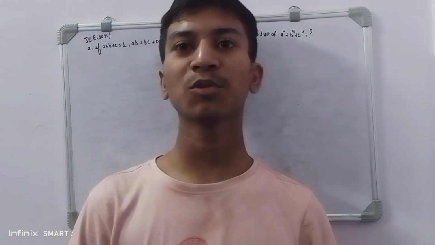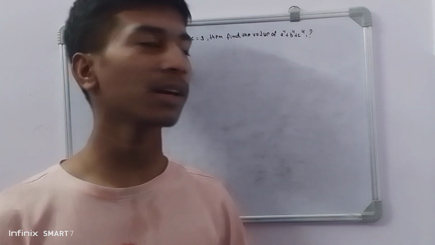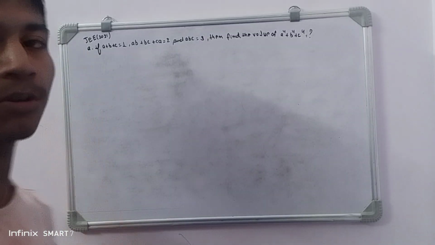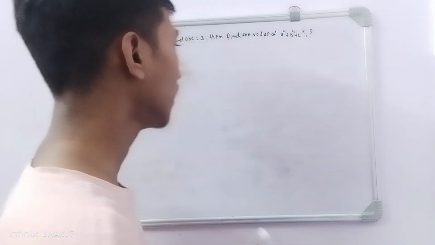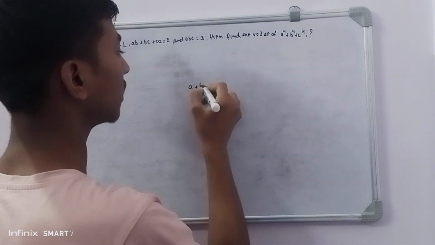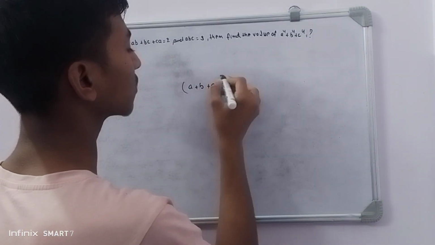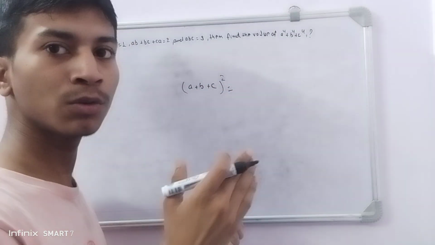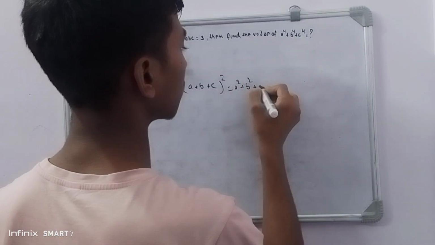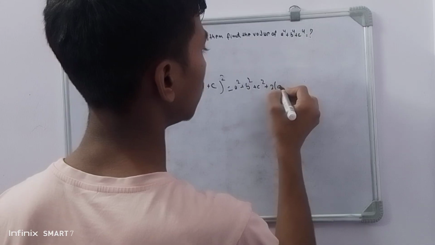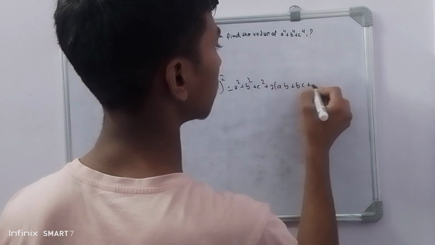Hi everyone, today I am going to solve a question from JEE Mains asked in 2021, which is based on (a plus b plus c) whole square, which you have studied in class 9. (a plus b plus c) whole square, as you may know if you studied class 9, is a square plus b square plus c square plus 2 into (ab plus bc plus ca).